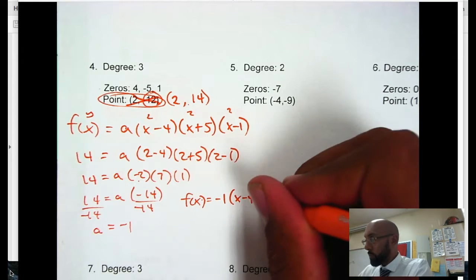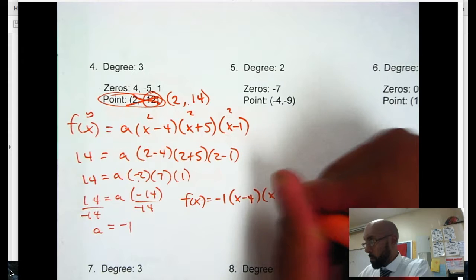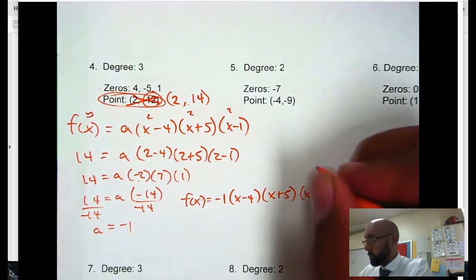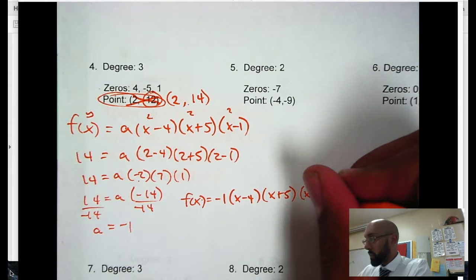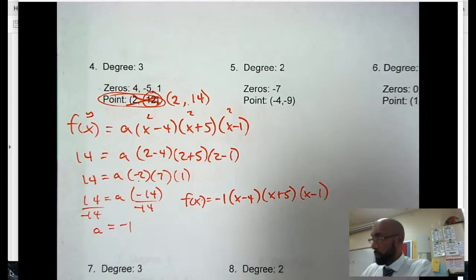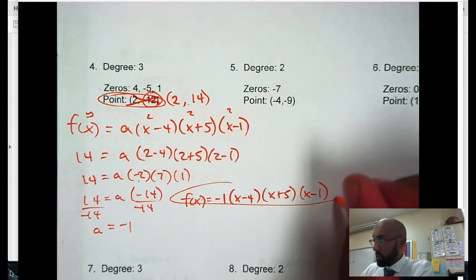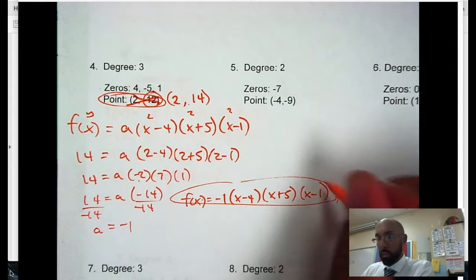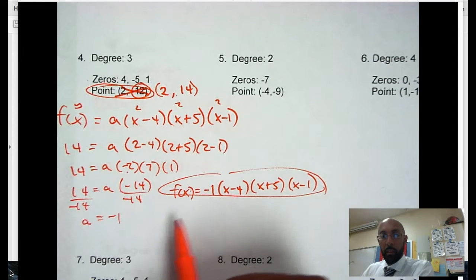I have a negative 1 in the front, times x minus 4 times x plus 5 times x minus 1. That's the factor form. That's good for that part. But now we need to actually multiply this out to get the simplified version.